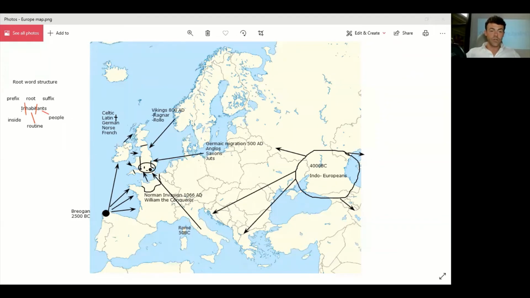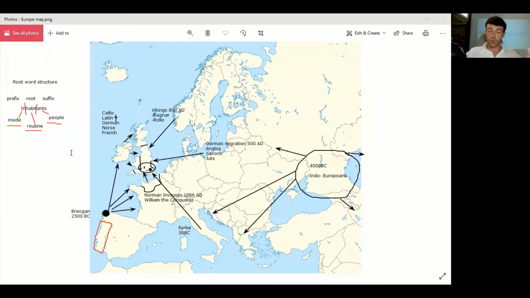So if I were to want to know, who are the inhabitants of Portugal? So who are the inhabitants of Portugal? The people inside every day. Now, the people inside Portugal every day are the Portuguese people. Simple. Let's look at a different word.